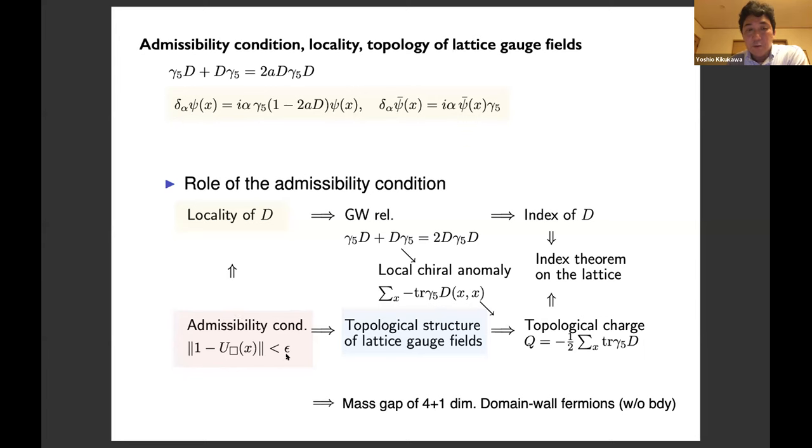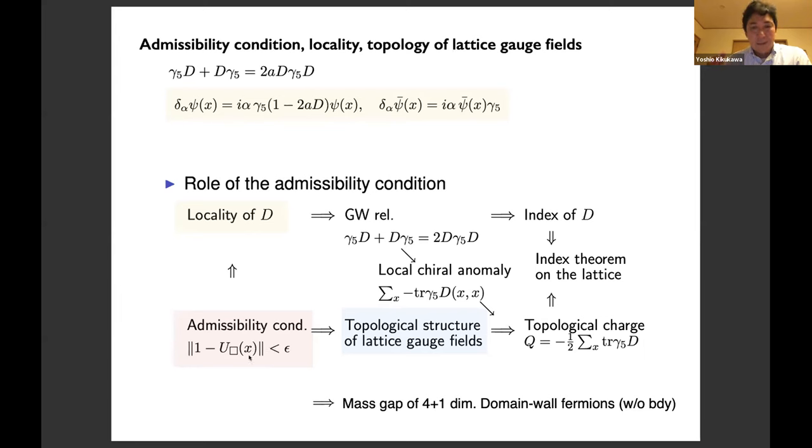With this condition, with a rather small constant epsilon, the lattice gauge field looks like a continuum gauge field. But if you do not impose this condition, you can change the link variable in any way. You can deform the link variable to the trivial link field continuously. And this condition forbids such deformation. Because of this, you have some topological structure of the space of the lattice gauge field. So if you consider generic link variables on the lattice, then you cannot define the topological charge.